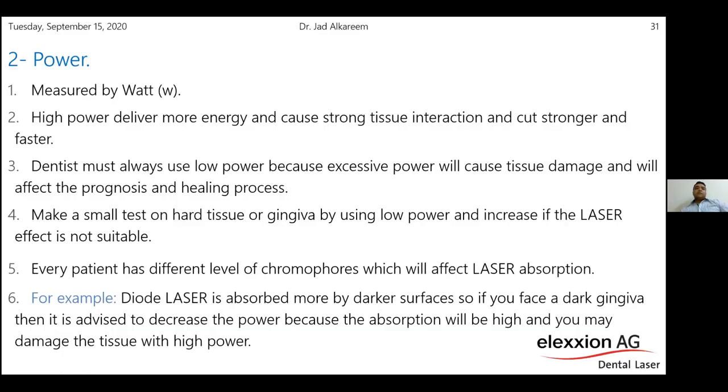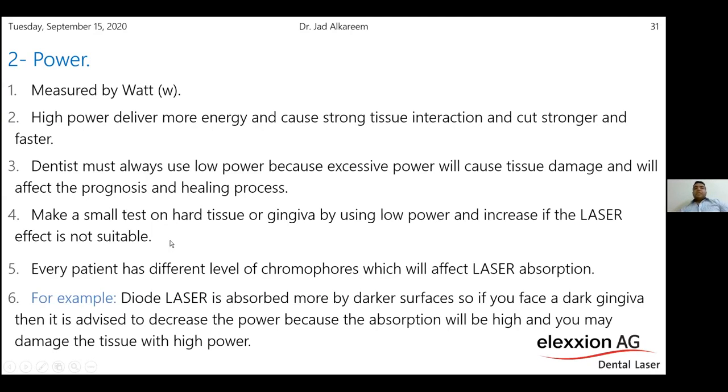For example, for the soft tissue, you can cut it with a continuous wave with 2.5 watts. If it is not necessary to use 7 watts or 10 watts, or if 1 watt is enough, then just go with 1 watt. You don't need to increase the power because it will not be very beneficial, and it will also affect the prognosis of the treatment. So always try to use the lowest power which is enough to cut your soft tissue. How to know that?